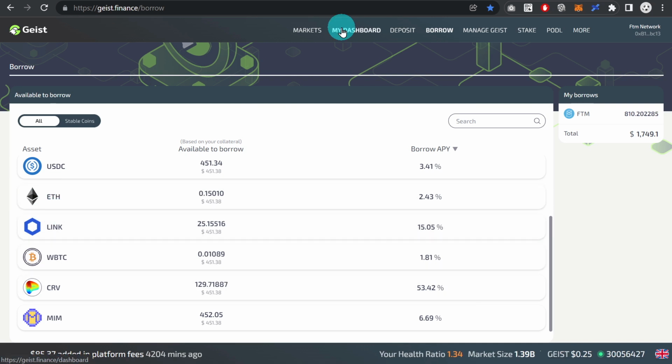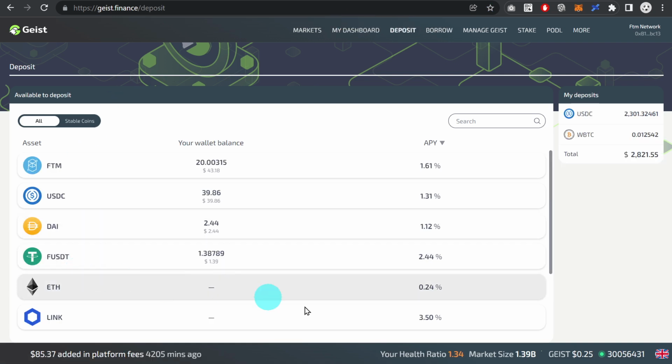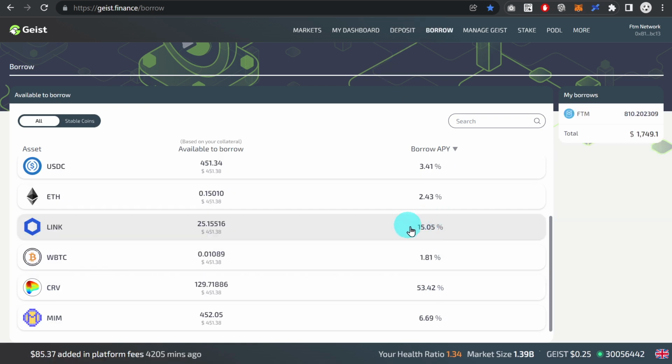Now, there's no free lunch, right? When we deposit, we get way less APY than when we borrow, right? 0.24% for depositing. In this case, 15% for borrowing. So your expected depreciation of ChainLink versus Ethereum should be at least around 14% per annum.